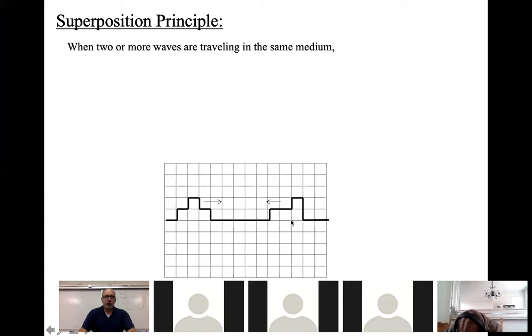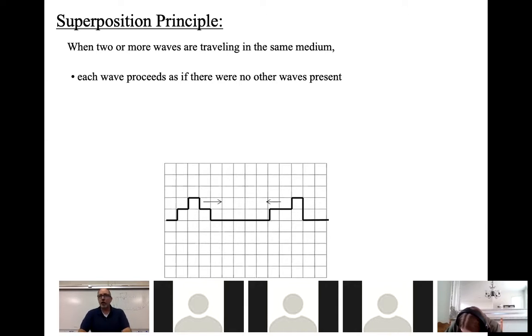Well, that's what the superposition principle is. The first part of it is this. When two or more waves are traveling in the same medium, each wave proceeds as if there were no other waves present. So Bill's voice is going to proceed through all the other sound waves, but retains its own identity. Another example. If I went out to my car, or if I'm listening to the radio on the way home, as I do sometimes, how many different radio stations could I pick up in my car?